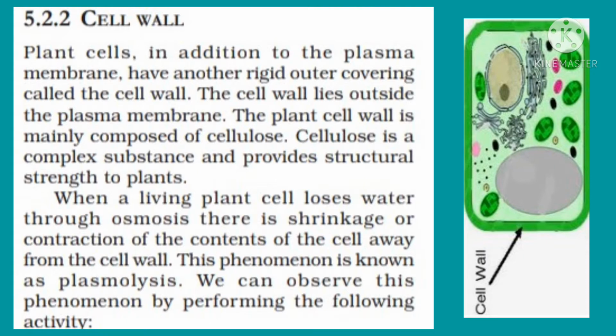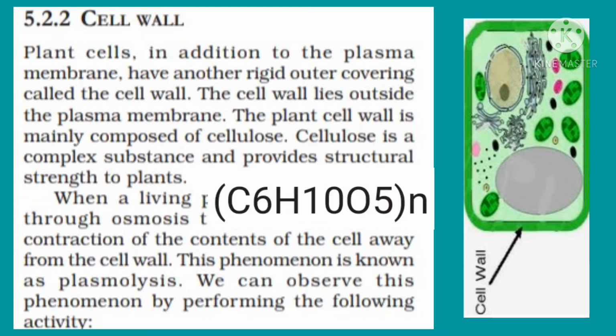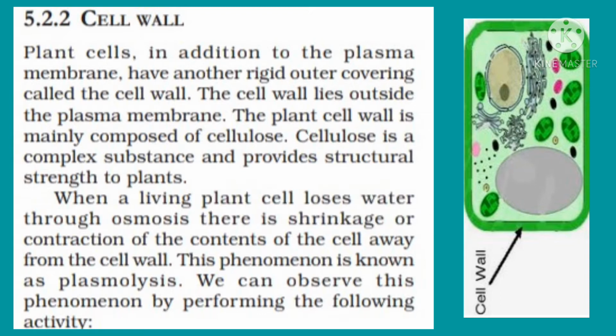The plant cell wall is made up of cellulose. It is an organic compound. It is also called a carbohydrate because cellulose is made up of carbon, hydrogen and oxygen. This cellulose provides structural strength to the plants. It protects plants from extreme climate like heat, rain, etc.